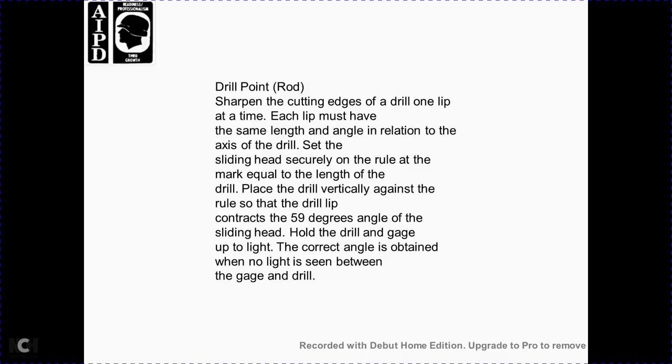Set the gauge securely against a rule to obtain the maximum equal length of the drill. Hold the drill vertically against the rule so the drill lip contacts the gauge at a 59-degree angle. Slide the head of the gauge along the drill, holding it up to the light. The correct angle is obtained when no light shows in the seam between the gauge and the drill.